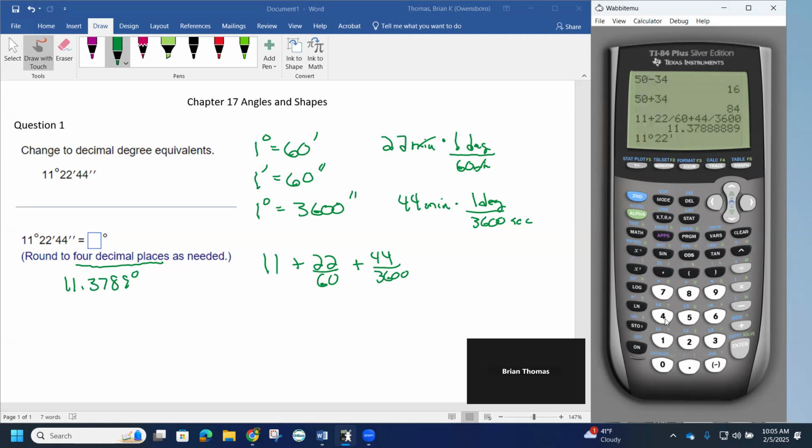Then we have 44 seconds. Now the seconds is actually tucked away over here on the right. It's this little quote, right above the plus symbol in green. So I have to actually hit the alpha button and hit the plus sign, and it'll kick out the quote. If I hit enter, it'll turn that into decimal degrees. So we get the same answer using the calculator or using conversion factors.